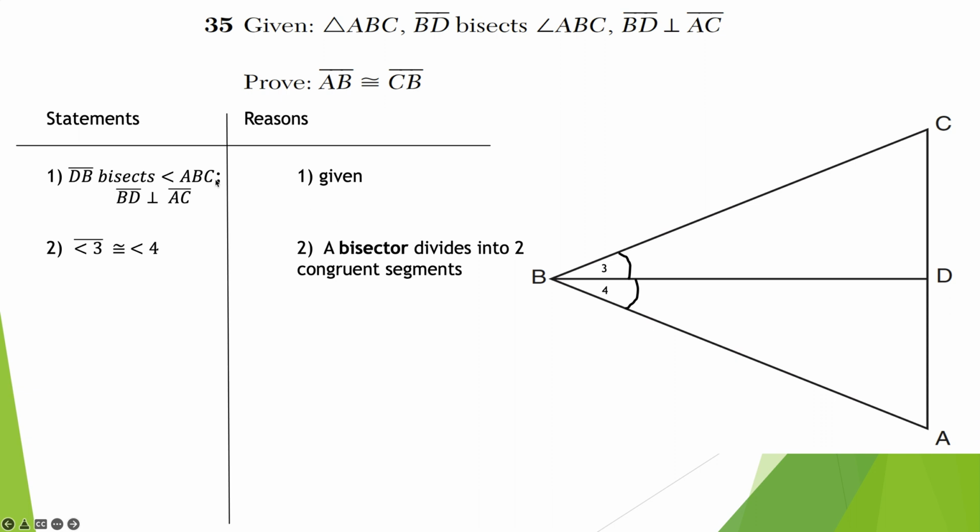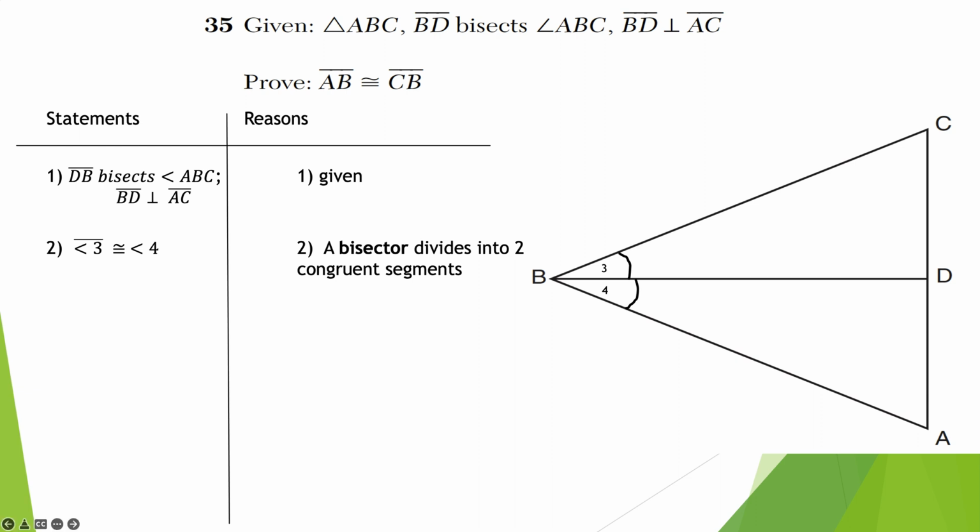That's what you want. That's why I focus on the given, because it's telling me what to do. DB bisects angle ABC, so angle ABC gets split in half. The two halves of the angle are angles 3 and 4. So angle 3 is going to be congruent to angle 4 because a bisector divides into two congruent segments. Okay, there was the first piece of the given. That's where I put my focus, right there on the given. That's what I look at. Bam! I use it. I put it up on the screen. There it is.